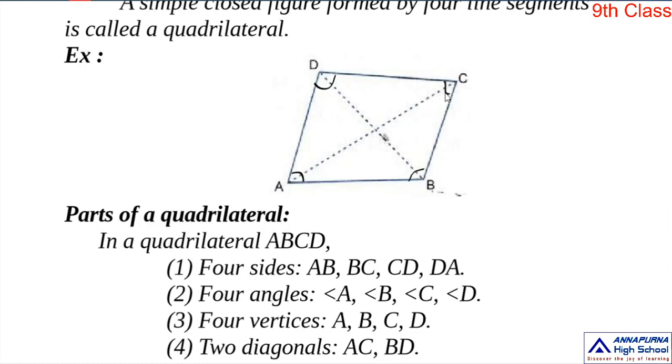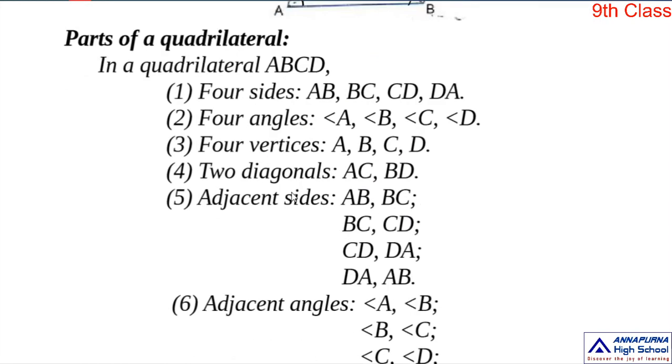Next, angle B and angle C have a common side BC. So angle B, angle C are adjacent angles. Next, angle C, angle D have a common side CD. So angle C, angle D are adjacent angles. Next, angle D and angle A have a common side DA. So angle D and angle A are adjacent angles.